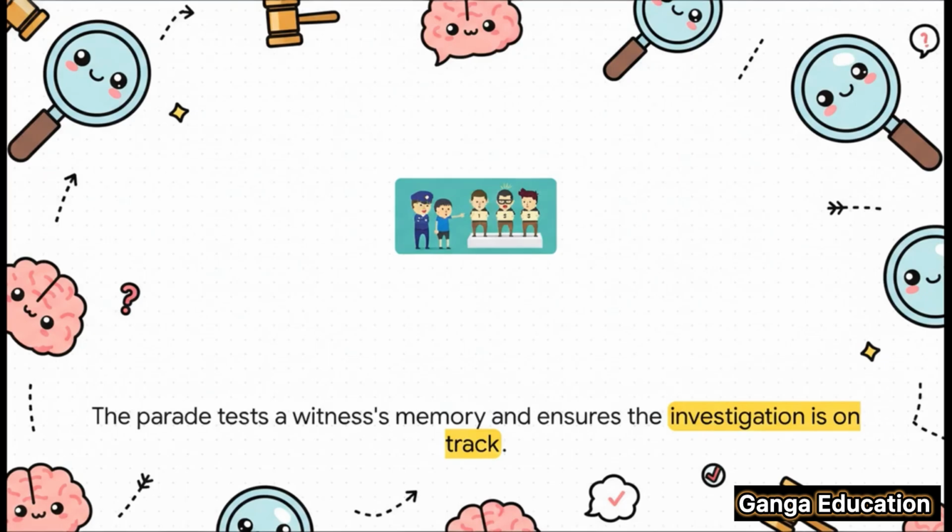Now here is the absolutely crucial point to understand. This parade is not, in itself, substantive evidence of guilt. It's what we call a tool for corroboration. It's there to test how reliable the witness's memory really is, and it gives the investigator some assurance that they're pursuing the right person.